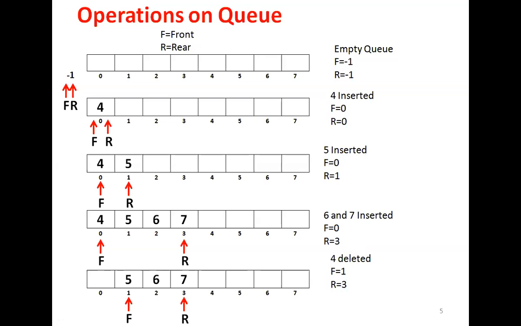Now what will be the value of rear? Which location will rear point to now? I am inserting 2 data items. For insertion, what will be the value of r? Sir, 5. Yes, it will be 5. So this is what happens in the insertion and deletion operations of a queue, and this is known as a linear queue. Any question?